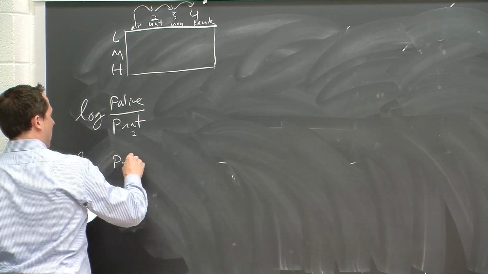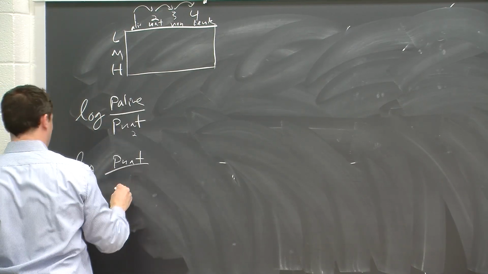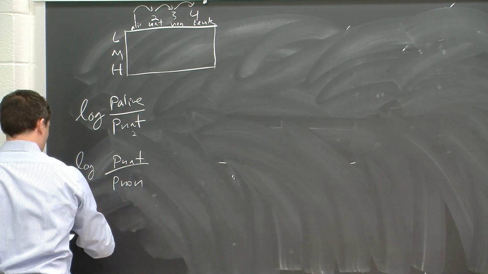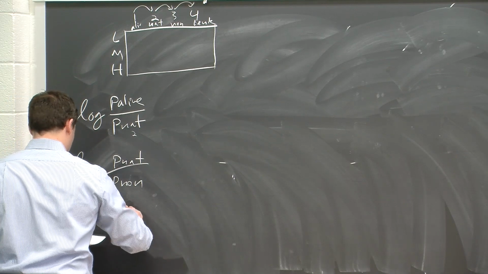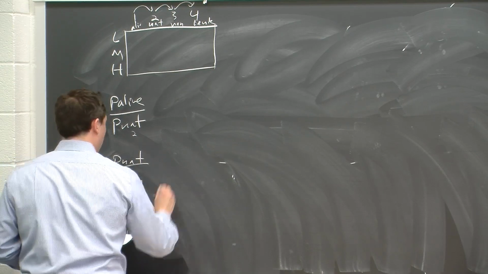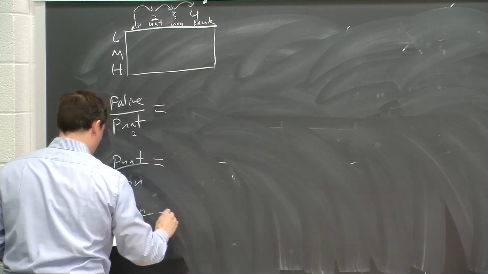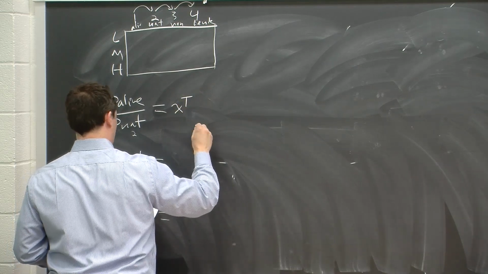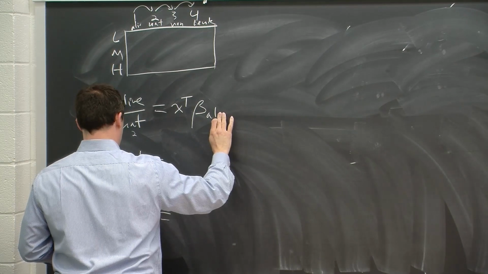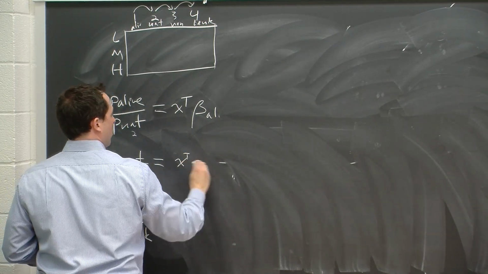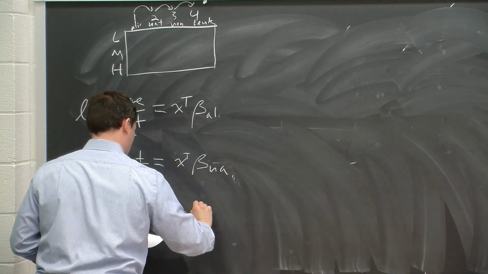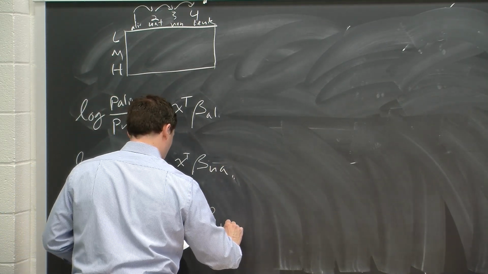Log P. So now we're comparing adjacent categories instead of a baseline, versus P non, and log P non divided by P leukemia, and all of these will be some X transpose beta, and the beta is a vector that depends on alive, X transpose beta natural, and X transpose beta non.